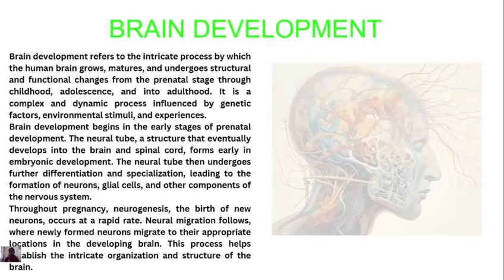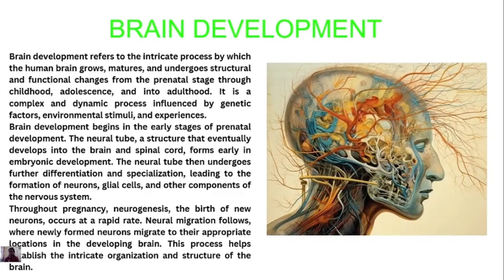Brain development. Brain development refers to the process by which the human brain grows, matures, and undergoes structural and functional changes from the prenatal stage through childhood, adolescence, and into adulthood. It is a complex and dynamic process influenced by genetic factors, environmental stimuli, and experiences. Brain development begins in the early stages of prenatal development. The neural tube, a structure that eventually develops into the brain and spinal cord, forms early in embryonic development.